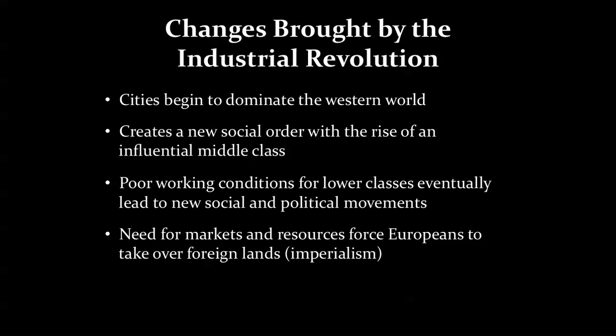The significant changes brought about by the Industrial Revolution start to solidify in the middle of the 19th century, where we see cities begin to dominate the Western world, and the creation of a new social order with the rise of a middle class. So previous to that, you had nobility, landowners, royalty, and working class. So we have the rise of this class of landowners and factory owners who are earning money from the activities of the Industrial Revolution.